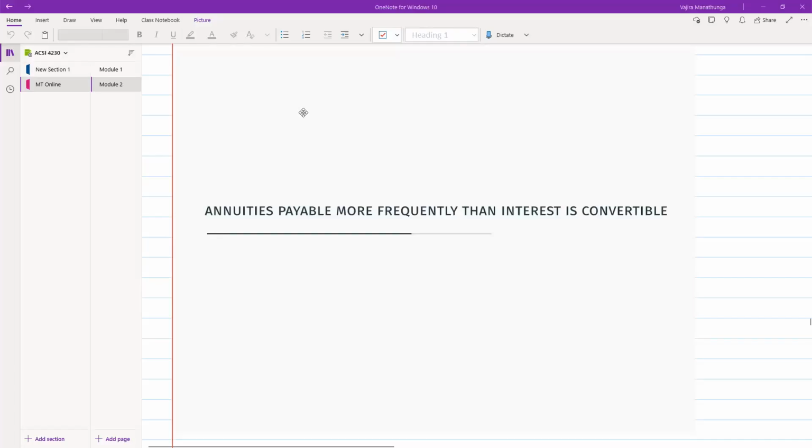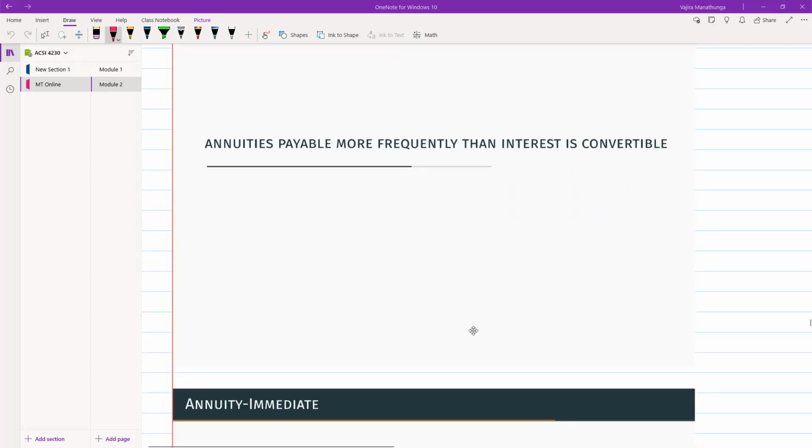Okay, so in this video, we are going to talk about annuities payable more frequently than interest is converted. It is the same idea as the previous section, where the annuity is payable less frequently than interest is convertible, but now we have payments more frequent than interest.